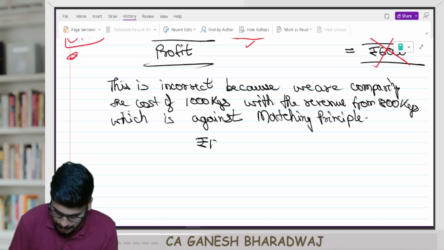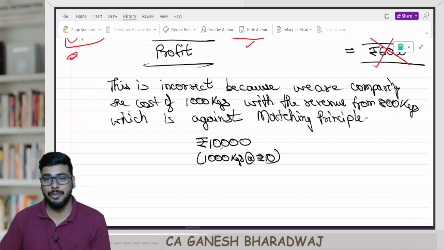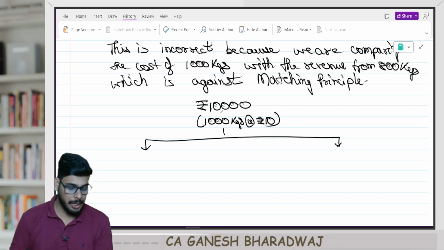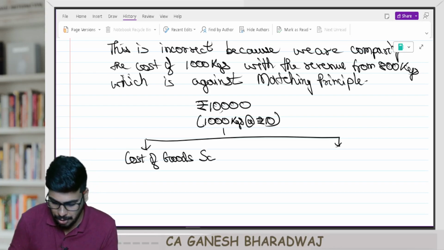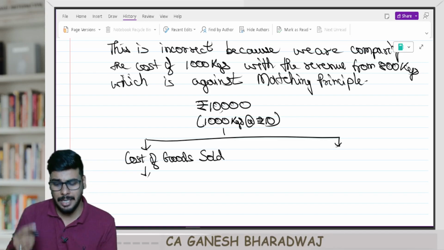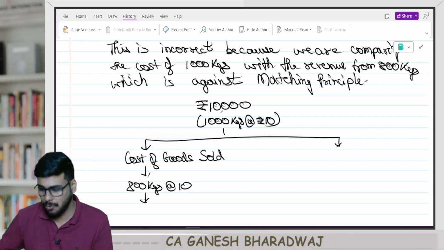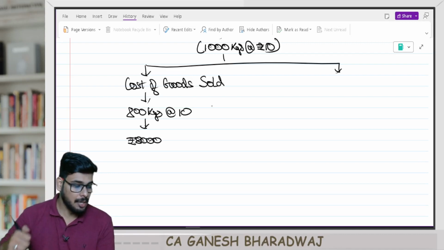So what is this rupees 10,000? Basically 1,000 kgs at the rate of rupees 10. Correct? Branch it into 2. What and what? Cost of goods sold. Guys, this is the cost pertaining to the units that I have sold. How many goods have you sold? 800 kgs. And every kg costs how much? At the rate of 10 rupees. So how much is the cost of goods sold? Rupees 8,000, right?